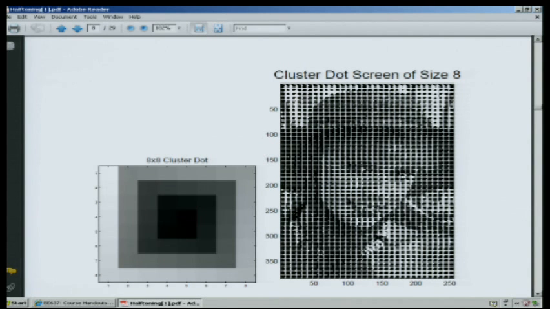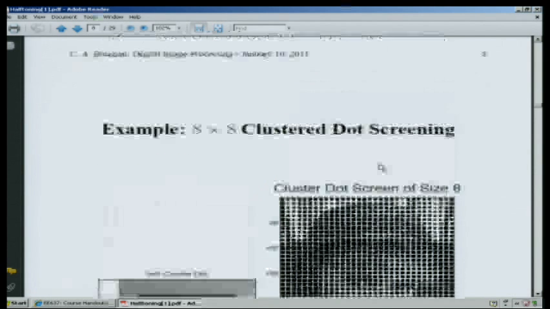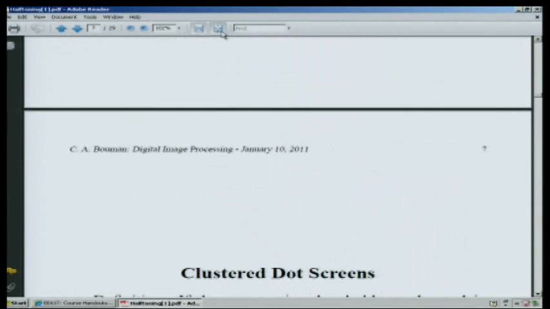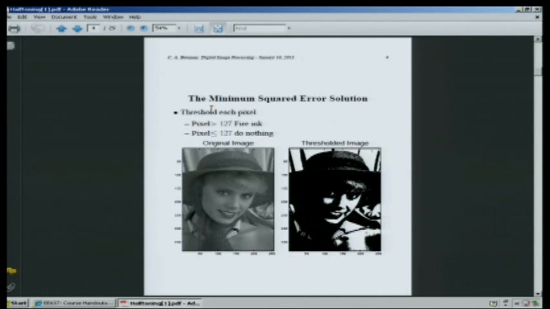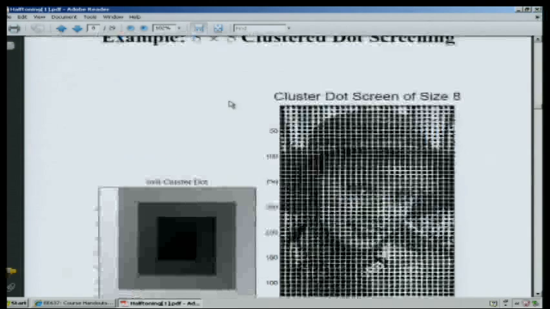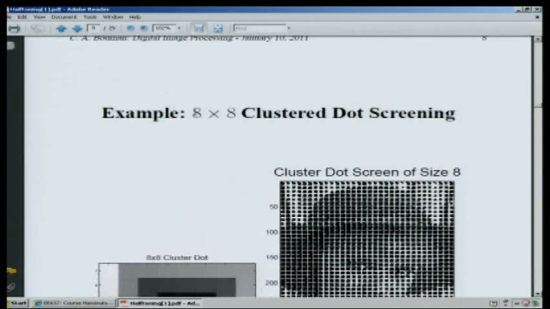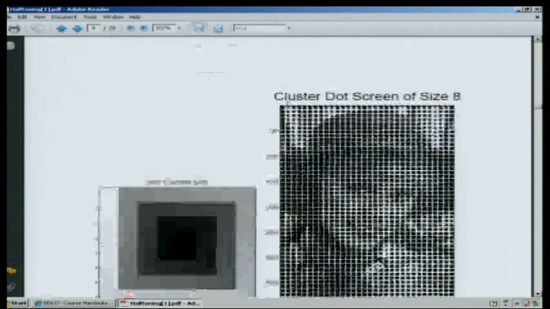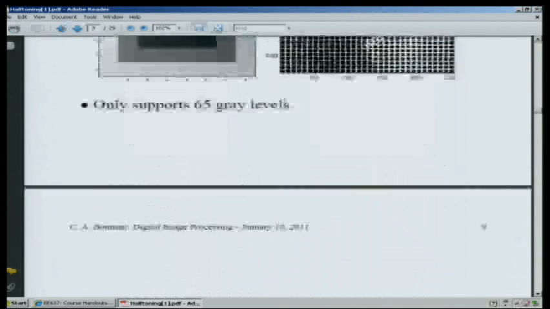So this is better than that, but it still has problems. You have some choices. An 8 by 8 clustered dot screen only allows nominally 64 different gray levels. You don't have as many gray levels as you'd want, because a typical image is quantized to 256 gray levels. So you can make that screen larger.